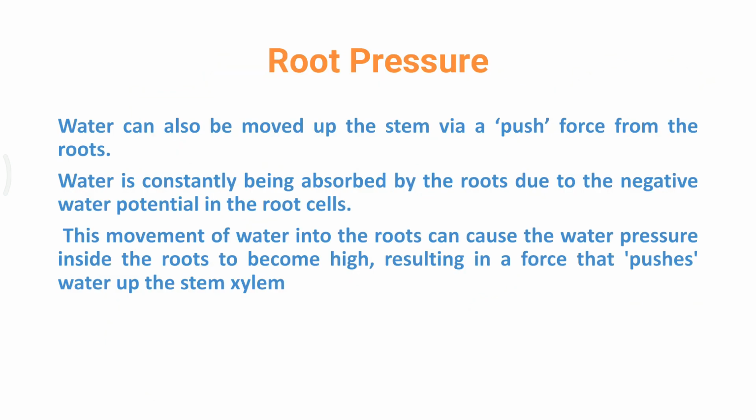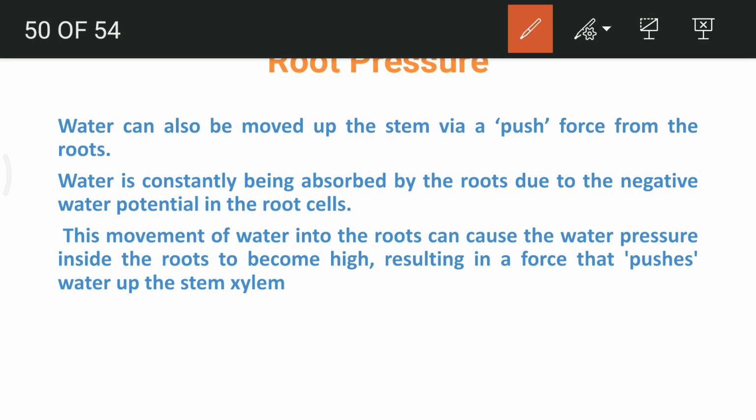Now, root pressure, what is the meaning of it? Water can also be moved up the stem via a push force from the roots, and water is constantly being absorbed by the roots due to the negative water potential of the roots. That is what we saw. At first, in the soil particle, it was just -1, but as it reached the cell of the plant, it became -10. Again, -30 till it reached the leaves.